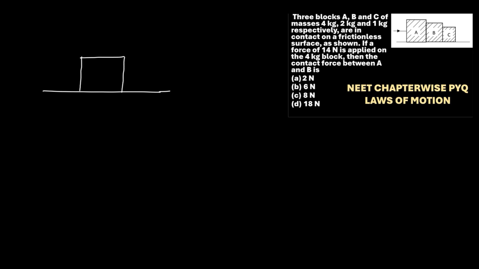I'll select all the three masses together and name them A plus B plus C, the complete mass, and then analyze what are the various forces acting on it. So the first force acting on it is F external, and the body will experience a movement in the positive x-axis.